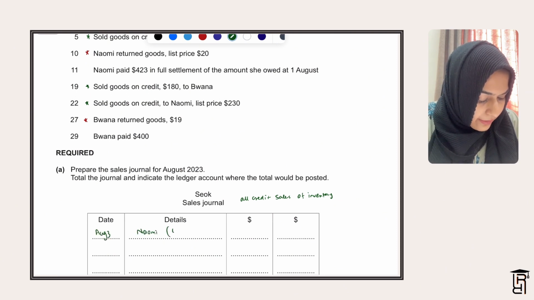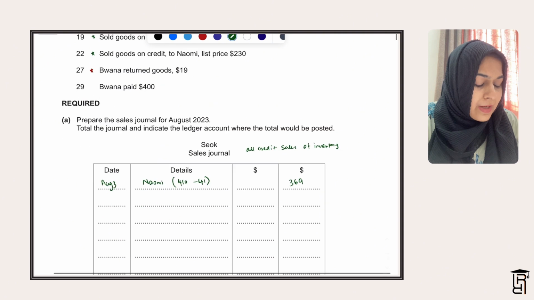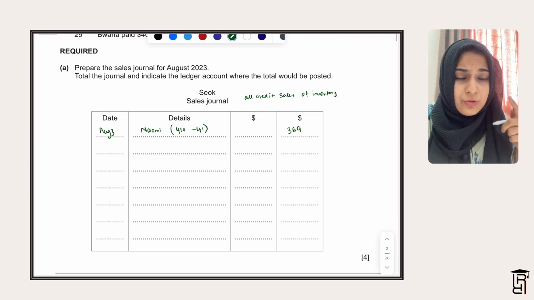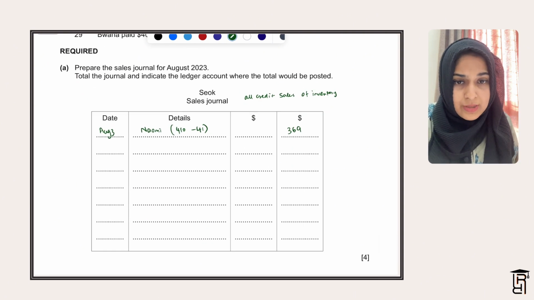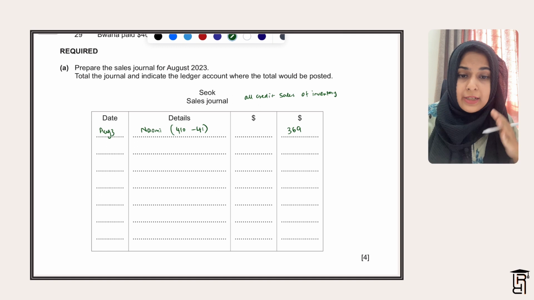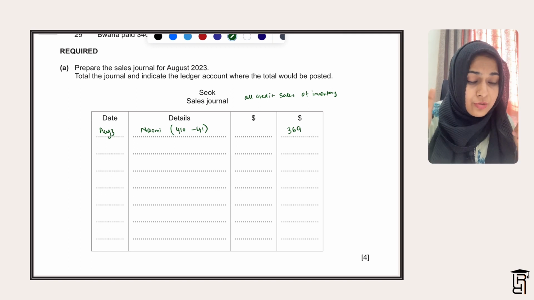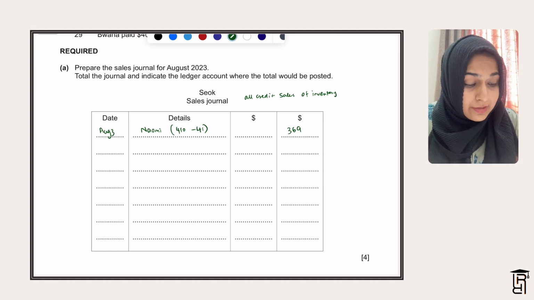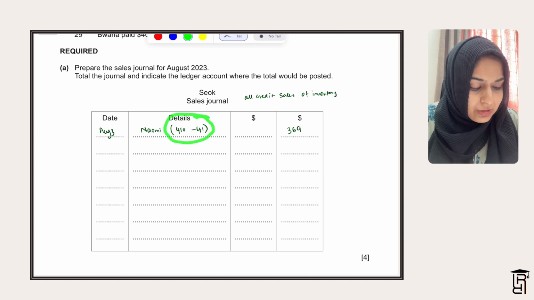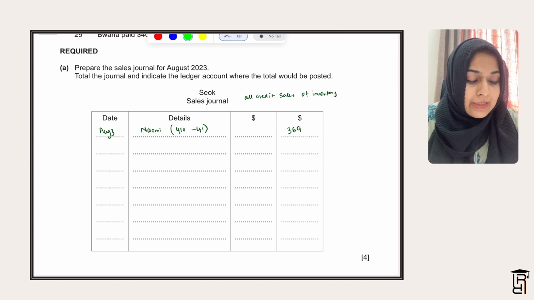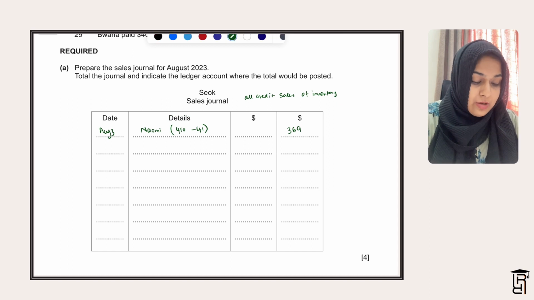I'll write here 410, basically list price minus 41. And this will be 369. Students often ask me why they give 2 columns. You can basically use the first column to show the discount that we have given them. But it's not necessary. You can just use the second column and write the amount after trade discount, and show the calculation here when you are subtracting the discount. So you can just show the calculations here and then write the amount after trade discount.